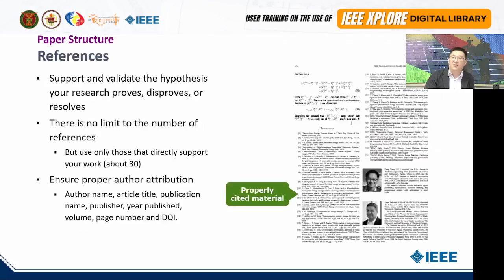There's always a reference list. Please don't do it manually. Use a software. If you do not know what software I'm talking about, ask your librarians. Go to your library and ask them, sir, ma'am, I need some help with references. They will tell you what software to use. They will teach you how to use those softwares and use them to manage your references.